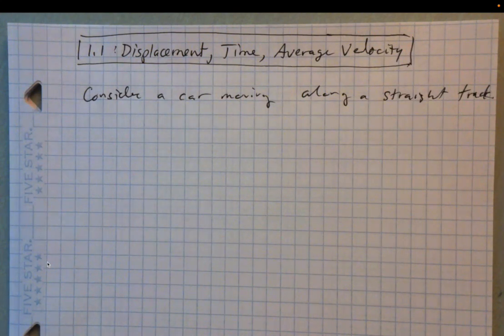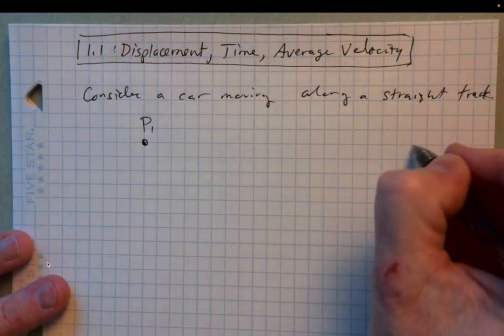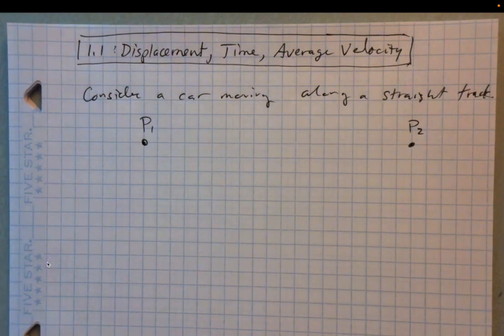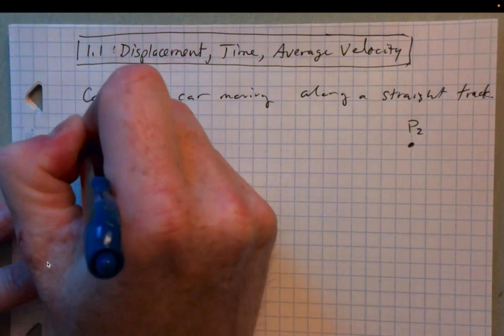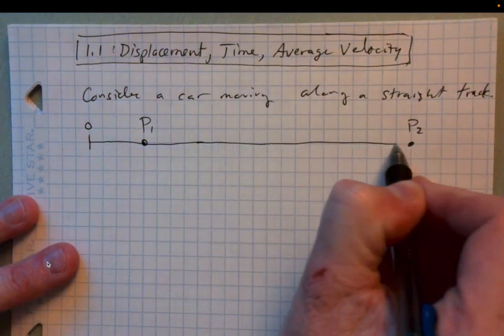Okay, so we'll say the car moves from point 1 to point 2. We'll just create some kind of a label here. And we can model the motion of moving from point 1 to point 2 as movement along the positive x-axis. So let's put the origin here, and let's say this is the positive x-axis.